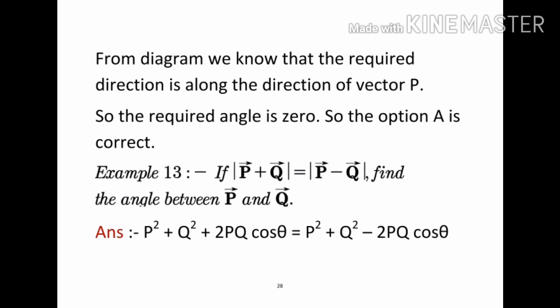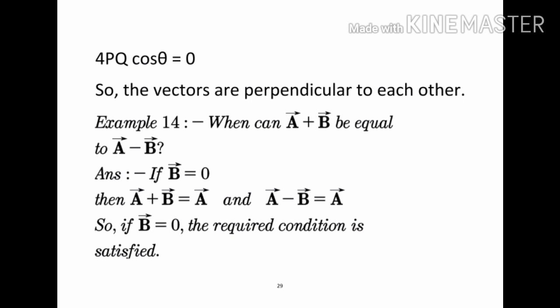By squaring this, we can get P square plus Q square plus 2PQ cos theta is equal to P square plus Q square minus 2PQ cos theta. That means 4PQ cos theta is equal to 0. So the vectors are perpendicular to each other, because cos theta is equal to 0, that means theta is equal to 90 degrees.